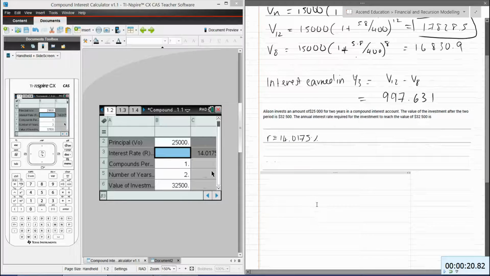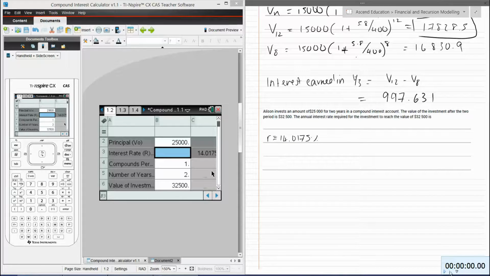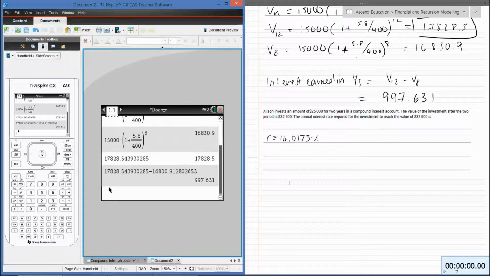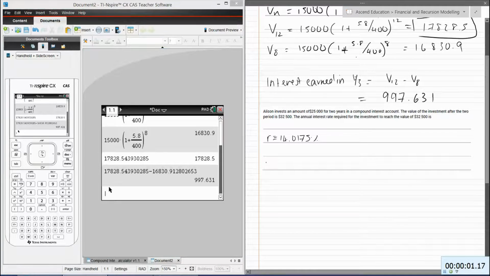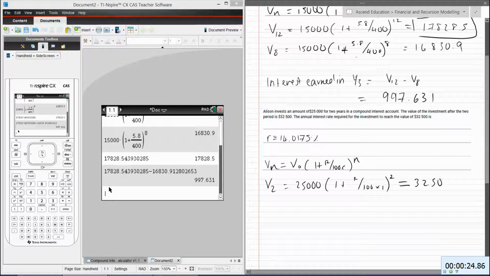What we're going to do now is do it using the standard method. So we have to generate a rule, and then use a solve application on our CAS. Let's make a start. That's our general rule formula. So V2 is equal to 25,000 times 1 plus our R, which is unknown, on 100 times 1 to the power of 2. And we know that that's already equal to 32,500.